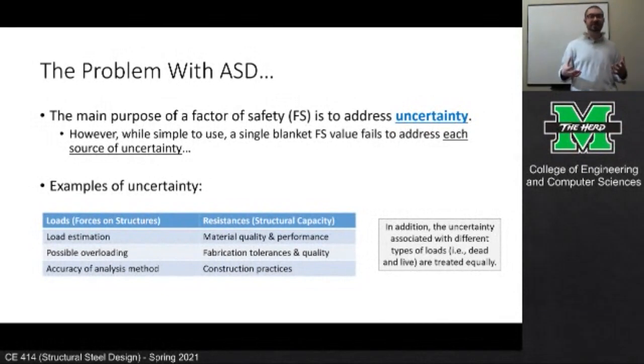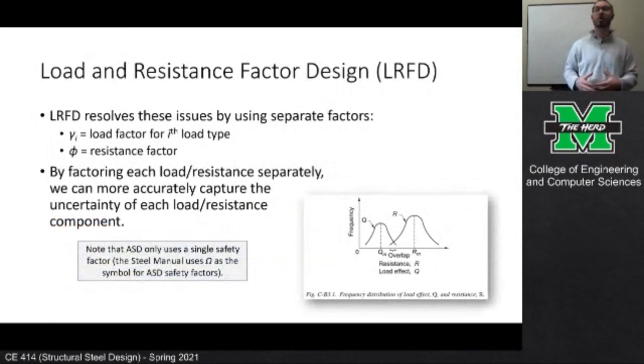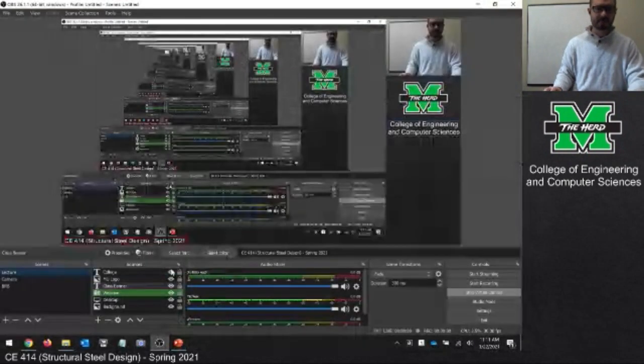And so that philosophy is not called ASD, it's called load and resistance factor design. We factor each of those separately. We take each of the resistances and apply separate safety factors to them. We call those resistance factors, and then we apply different load factors to the different load events. So let me give you an example of what I mean by the different load events.